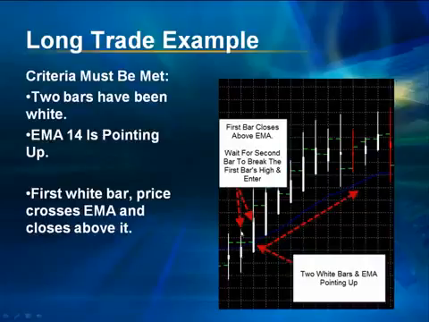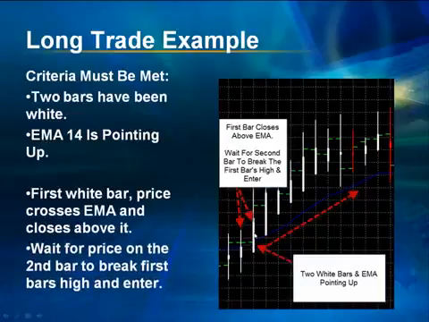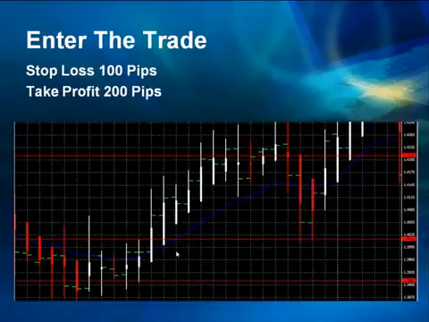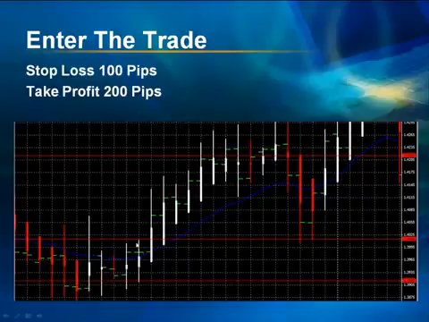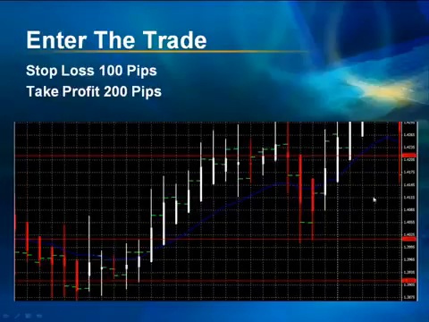The first bar has crossed over the EMA and the price has closed above it. And then we wait for the price to break through the high point of that first bar with the second bar, which happened here. And at that point we enter the trade. Once we're in the trade, we set a stop loss to 100 pips and we set a take profit to 200 pips. So looking at this particular trade on the charts, we would have entered at this point here at 1.4015. We would have set our stop loss to 1.3915, and we would have set a take profit to 1.4215.